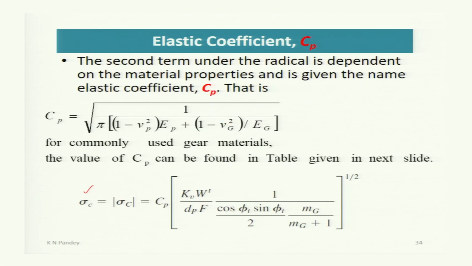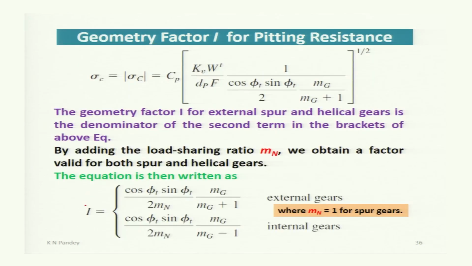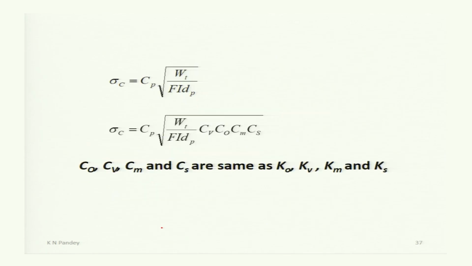In the equation of contact stresses, we have this term taken as I, cos phi t sin phi t divided by 2, mg divided by mg plus 1. This is called the geometry factor I for the pitting resistance, and the I is given by this for the external gear, and for internal gear it will be mg divided by mg minus 1, and mn is equal to 1 for the spur gear. So, we have Cp given by this.